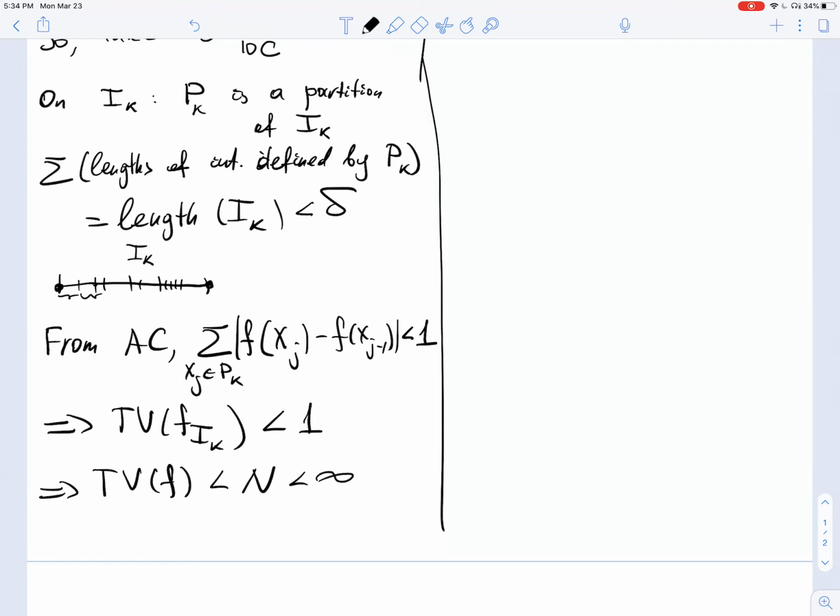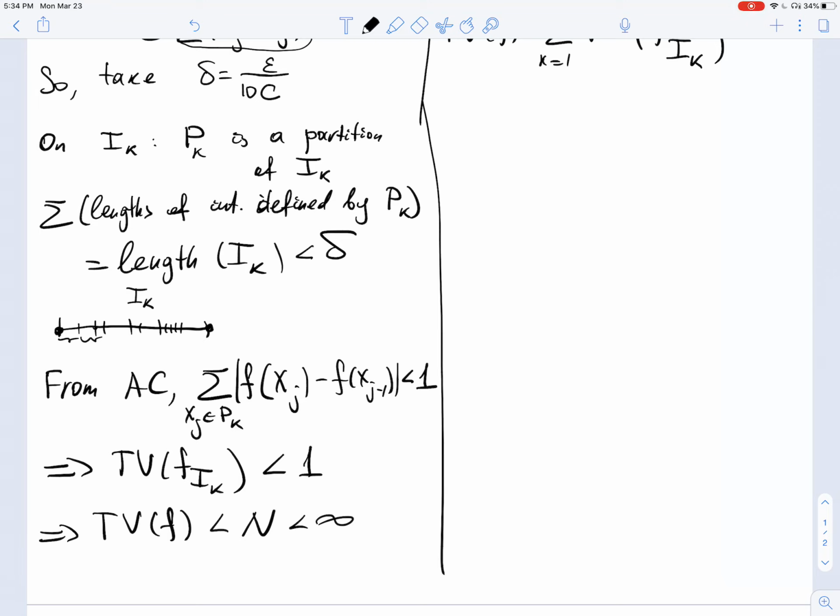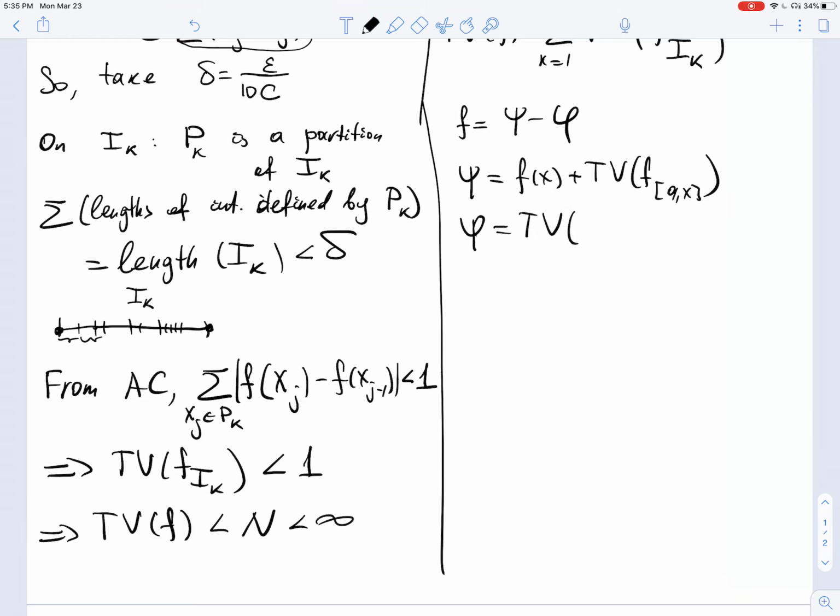All right. So now we need to prove that f can be split into a difference of two functions which are increasing and absolutely continuous. And we already know that f is equal to psi minus phi, where psi is equal to f of x plus the total variation of f restricted to [a, x], and phi is equal to this total variation.